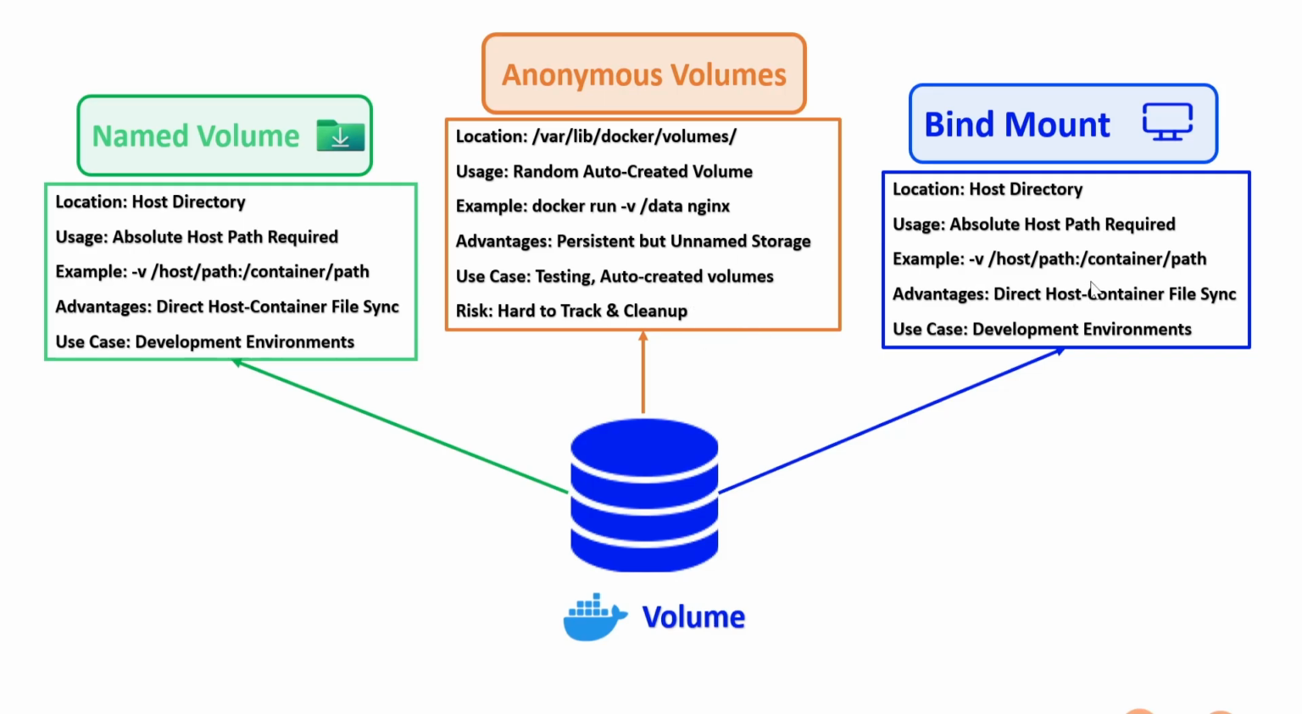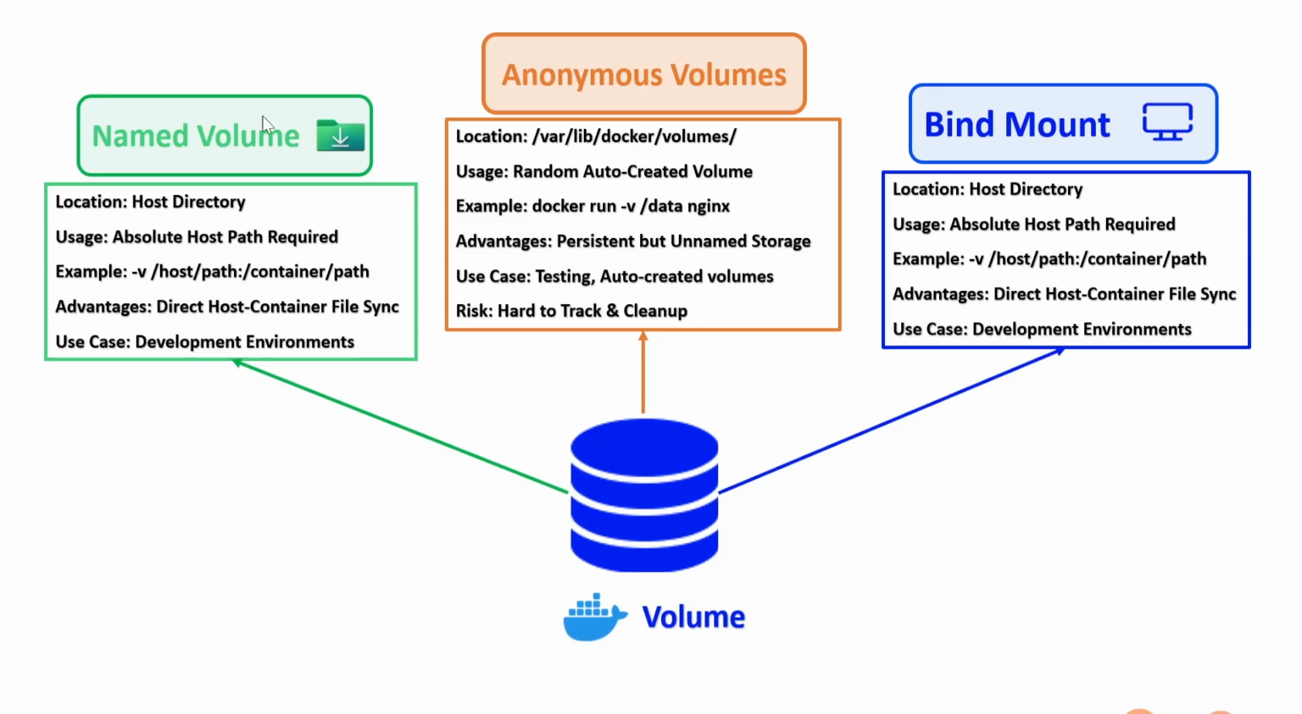And then we have the bind mount. Bind mount requires a host directory in your computer, in your PC. You create one directory, and that directory you map to the container path. Here you can see it also requires an absolute path, just like the named volume. And it will store the data of the container directly inside your host path. So this is highly recommended for development and production environments, also just like the named volume.